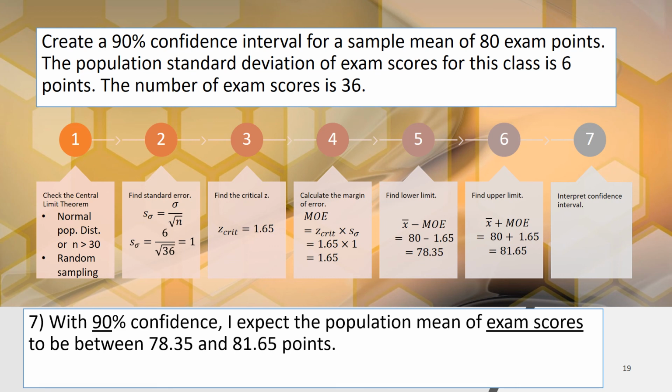And then we're estimating the population mean, not the sample mean. We're using the sample mean to estimate the population mean, but we're making an inference about the population mean based on our sample mean. An inference is a statement about the population based on our sample. This is why we're doing inferential statistics. And so you want to say population mean, and then say what you're talking about. In this case, it's exam scores. And then you want to say it's between your lower bound and your upper bound. Make sure you include some kind of units, and in this case, it's just points.